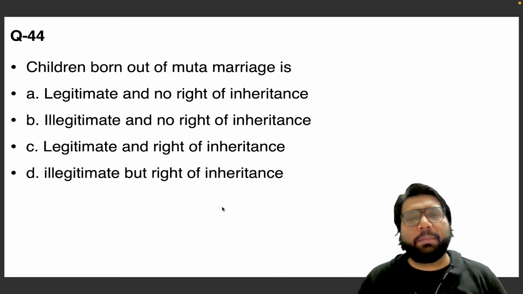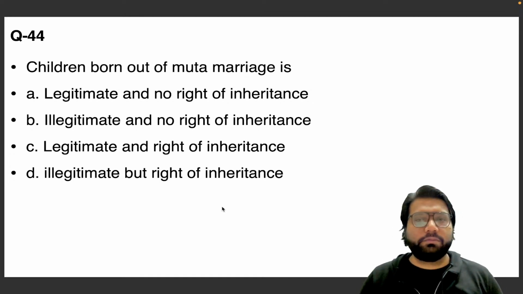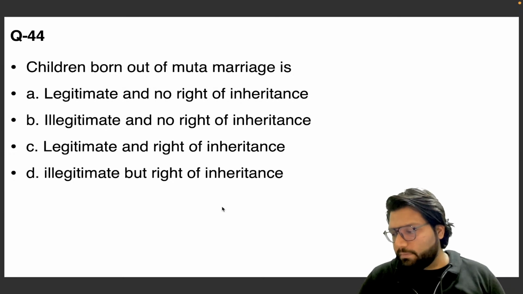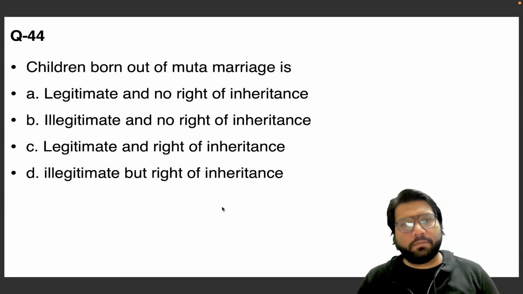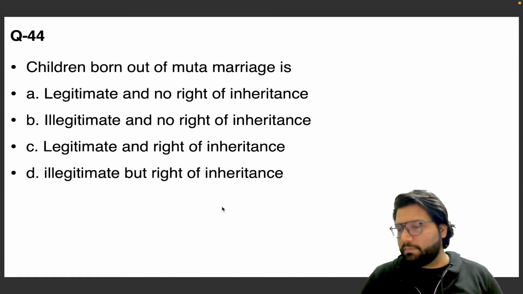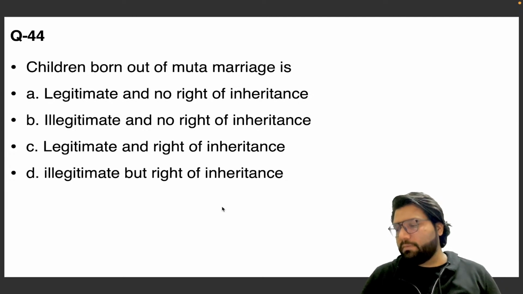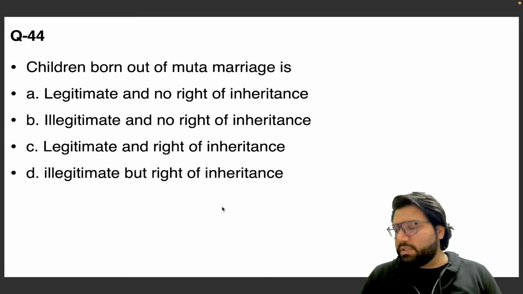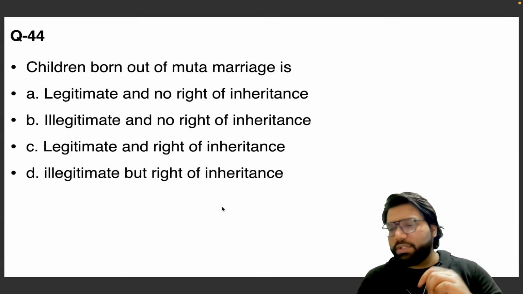Children born out of muta marriage is, and the answer is correct, students. Kanika, Natasha, Hina, Vandana, and Ayush. C is the correct answer.